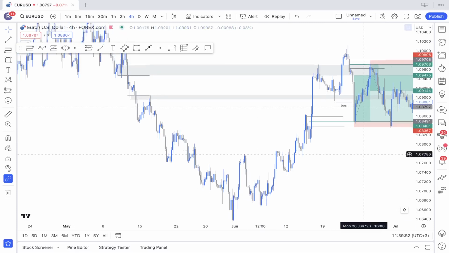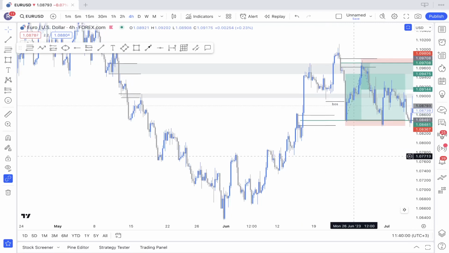Okay, but combine this concept with the other concepts that we've covered so far on this channel, concepts like supply and demand, maybe market structure, and you will have a very solid trading system. You will have a very solid trading strategy you could follow on a daily and weekly basis.